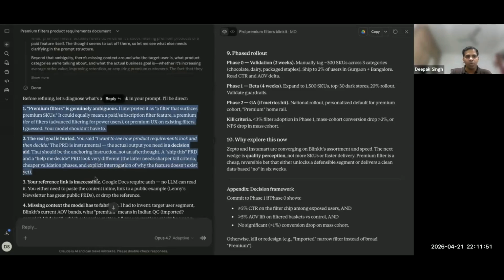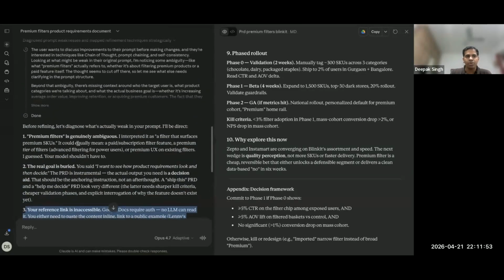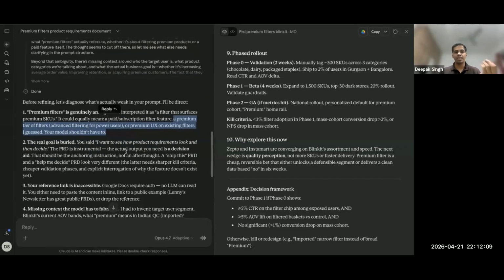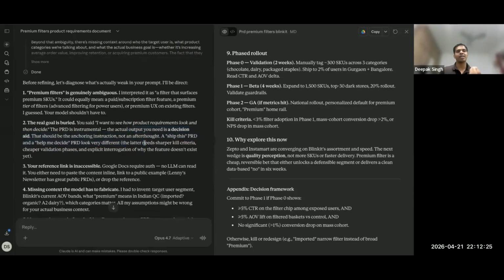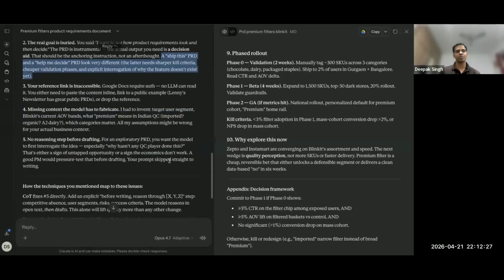But see, now it starts thinking, and you actually start feeling, yeah, premium filters is ambiguous. It could mean filters available to paid subscribers, a premium tier of filters, or a premium UX. Some of it will not be very useful, but that's fine. You're exploring. Remember what I said: when you're writing a PRD, you don't want to converge onto something. If you're converging, you're already done with the PRD. You're writing a PRD to think. And LLMs are one of the best thinking partners available 24/7 for you.